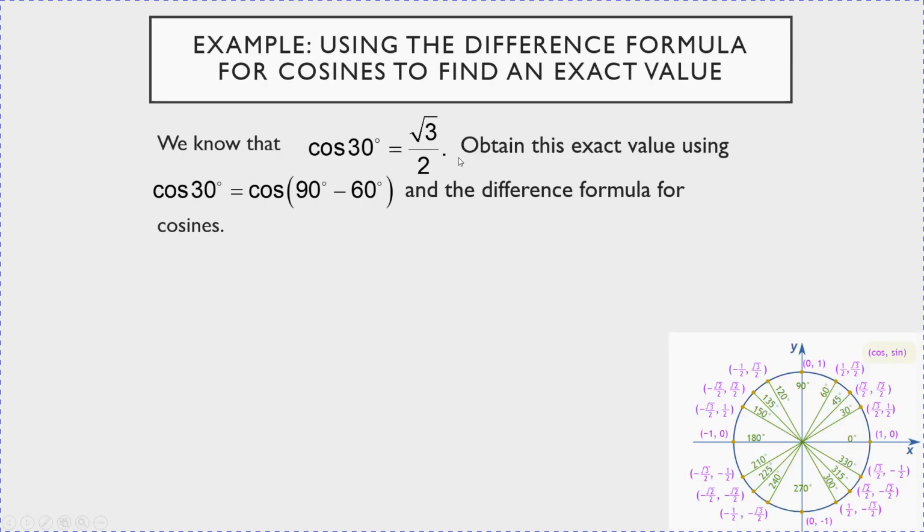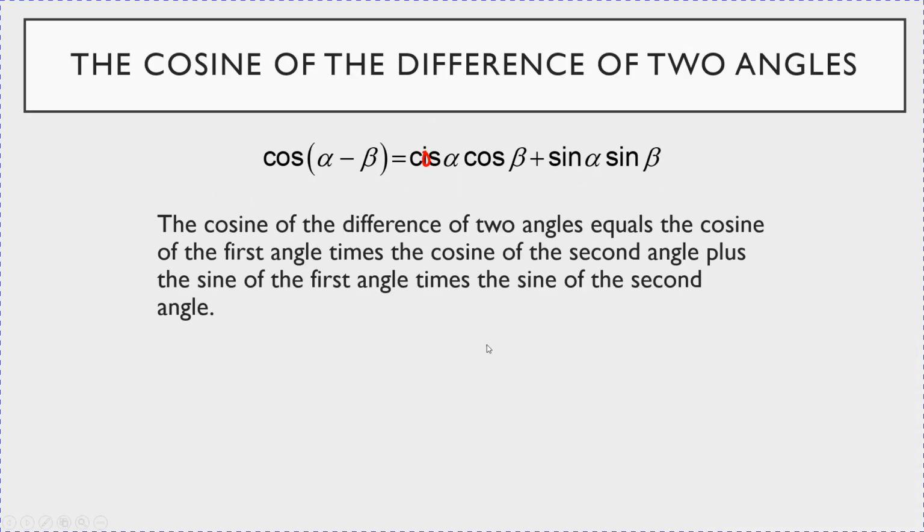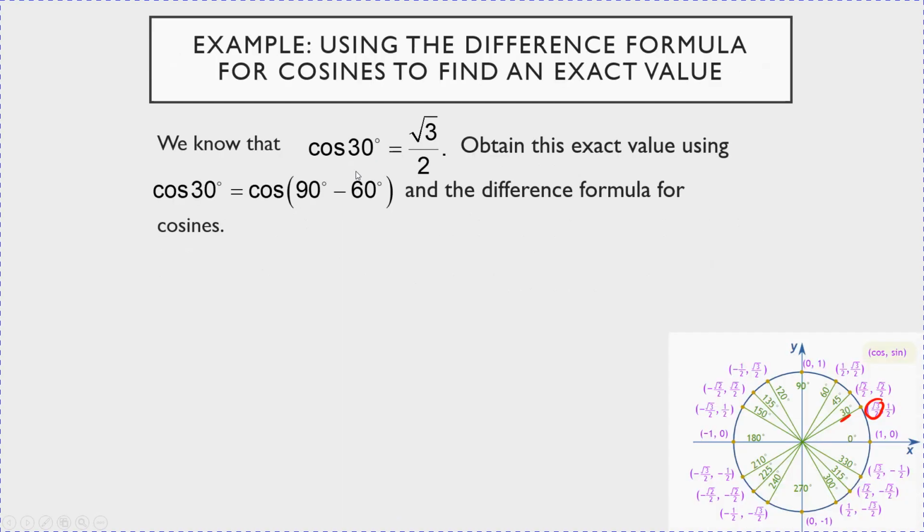All right, let's verify this just to show you that this works. If you look at the unit circle, here's 30 degrees, and we know right off the bat that cosine of 30 degrees is the square root of 3 over 2. I want to show you how to obtain this exact value using the difference formula, with cosine of 30 being the same thing as cosine of 90 degrees minus 60 degrees.